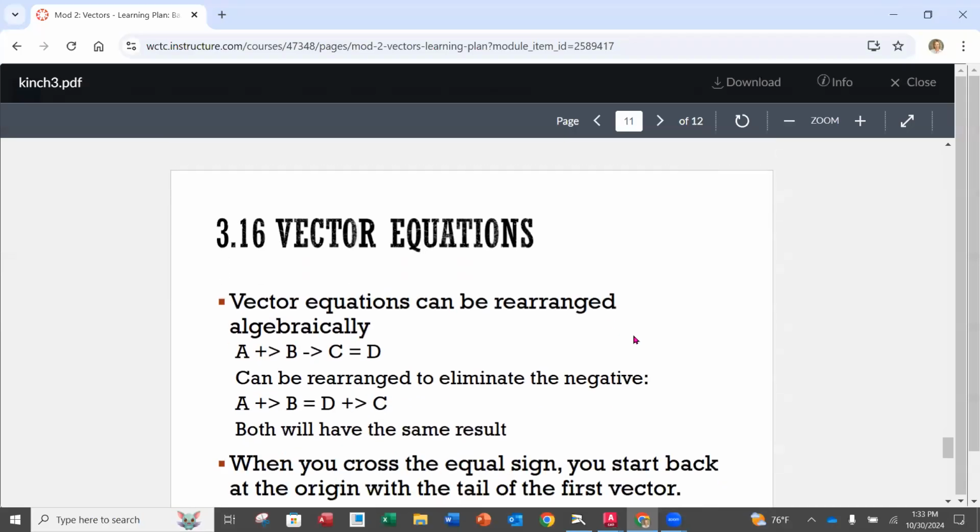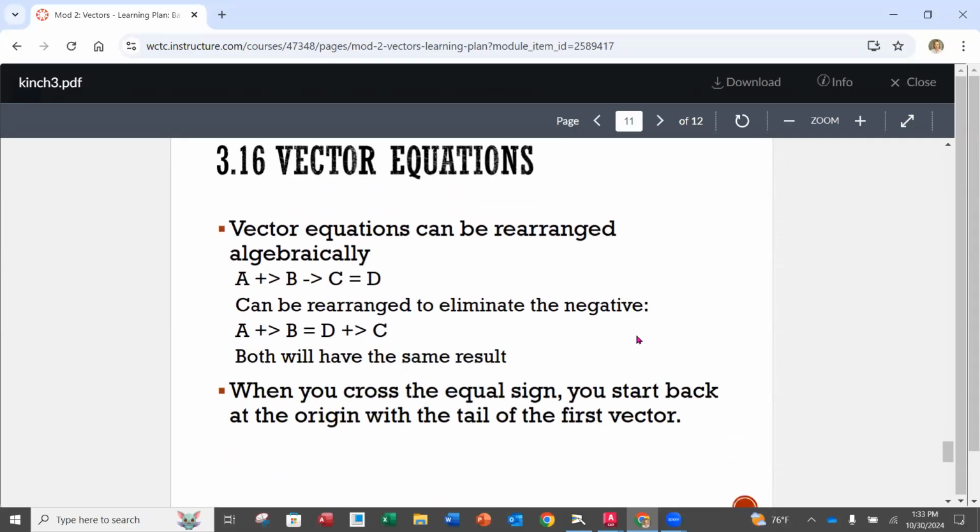Now, as we look here, the next subject that we would be covering is section 316. But today, this is as far as we're going to go. So the next time that we meet, we'll pick up here and we will look at vector equations. This is enough to practice before we add to it.